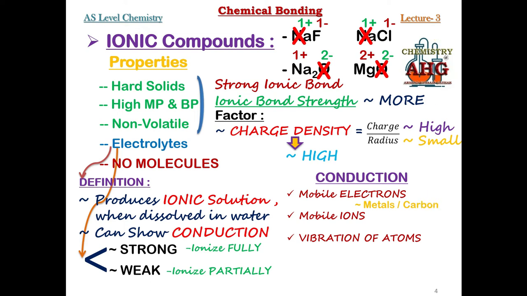Graphite is an allotrope of carbon that can show conduction due to the presence of mobile electrons. So you must remember metals and only one non-metal, carbon, can show conduction due to the presence of mobile electrons. Which material can show conduction due to the presence of mobile ions?